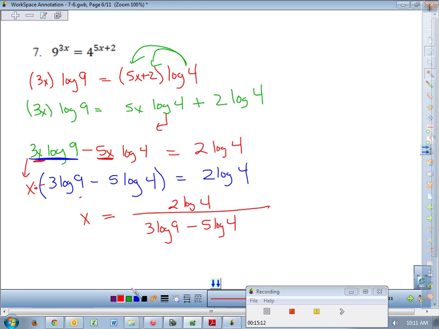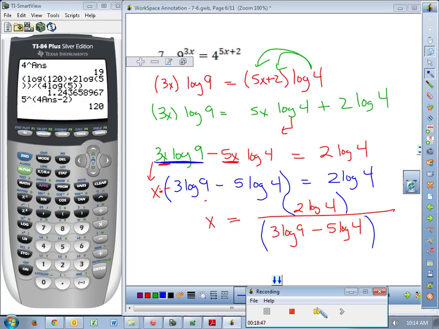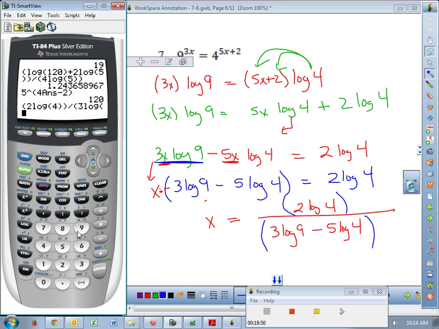Now let's punch this in. I think this is a great idea to do before you punch it in: put parentheses around the numerator and the denominator so you know you definitely have to put parentheses there. So let's punch him in. That would be parentheses 2 logs of 4. Close that up. That was just for the argument. Don't you then have to close that entire numerator up again? Divided by parentheses 3 log of 9, close the argument, minus 5 logs of 4, close the argument, close the denominator.